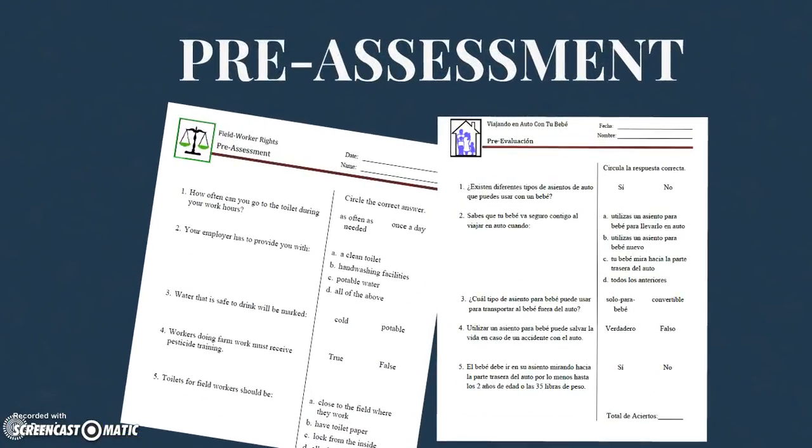The next part of the lesson is administering the pre-assessment. The assessments all include 5 questions, written as yes, no, true, false, or multiple choice. Once the students take the test, you can review the answers together. This will help you gain an understanding of what the students already know and what you will need to focus on during your lesson.